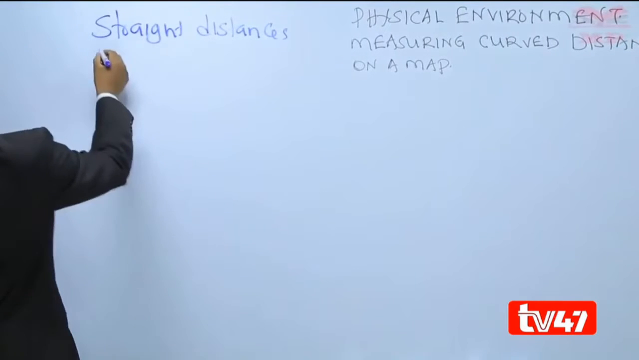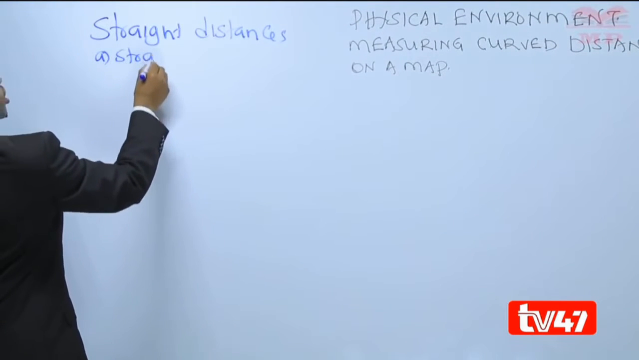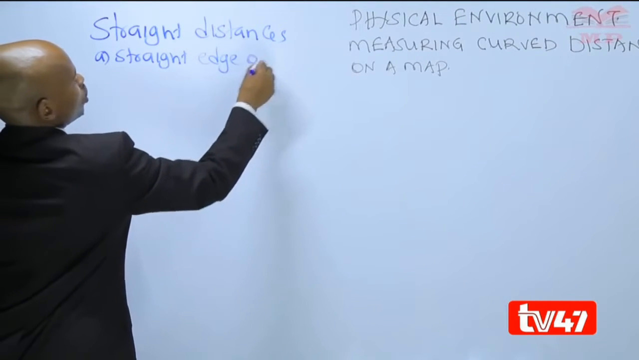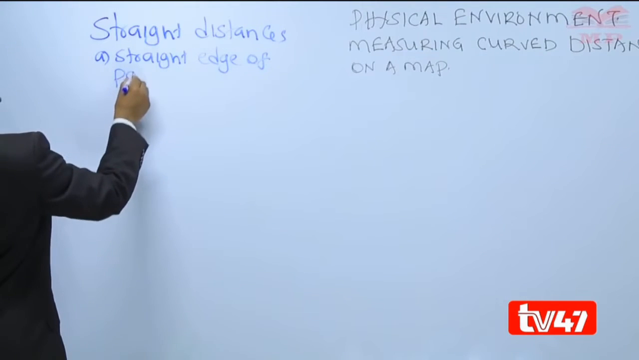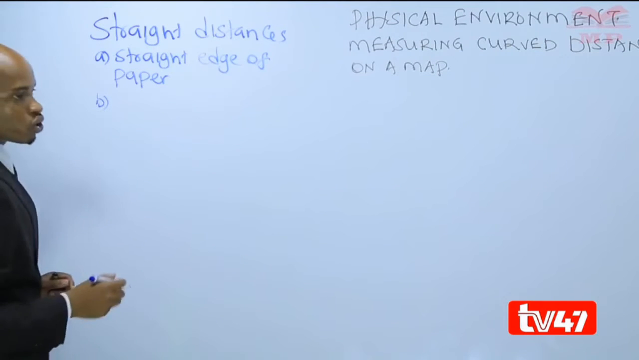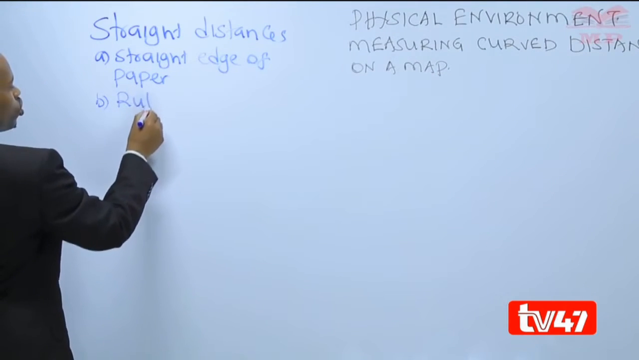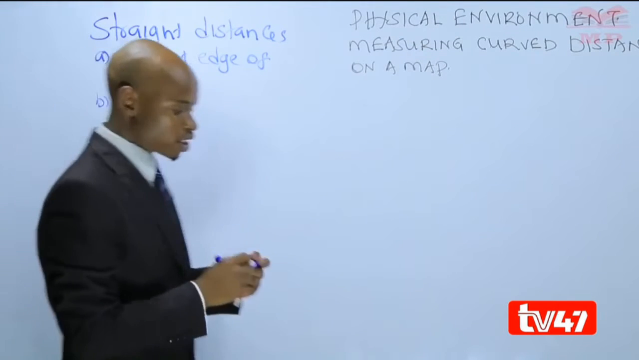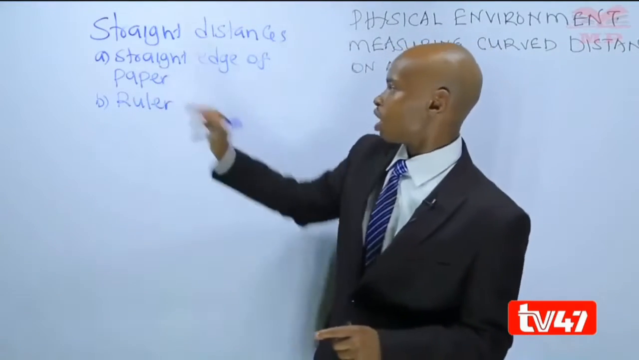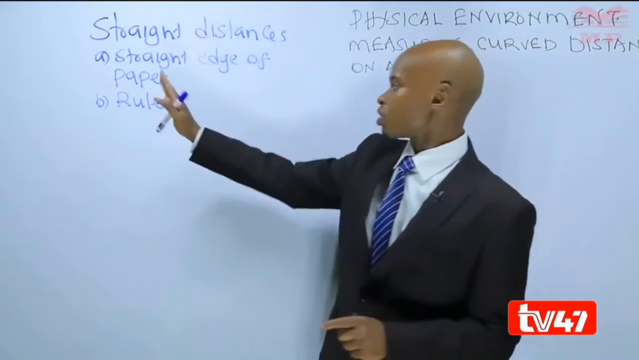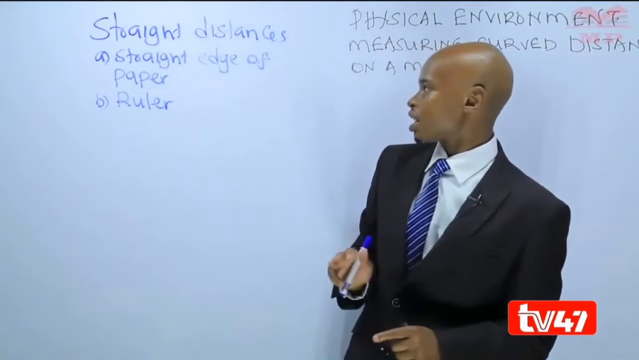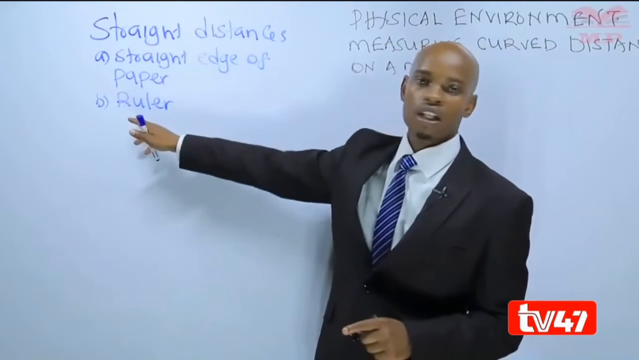We used, number one, a straight edge of a paper, and we also used a ruler. We demonstrated how to use a straight edge of a paper to get a straight distance, and we also used a ruler to get a straight distance on a map.